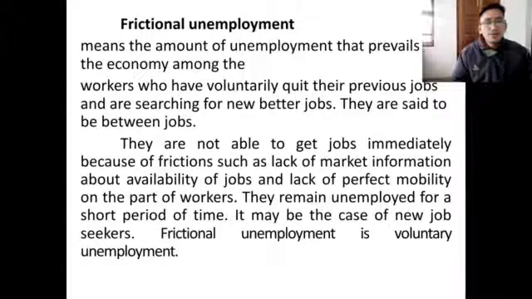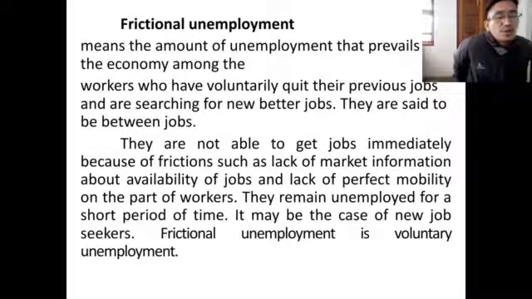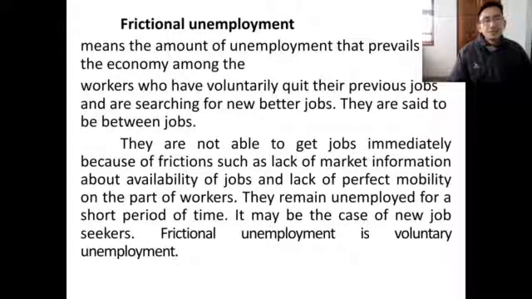Okay, what is frictional unemployment? So frictional unemployment means the amount of unemployment that prevails in the economy among the workers who have voluntarily quit their jobs and are searching for new, better jobs. So they are said to be between jobs.